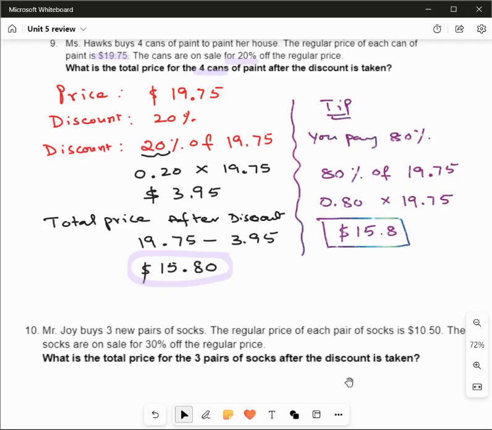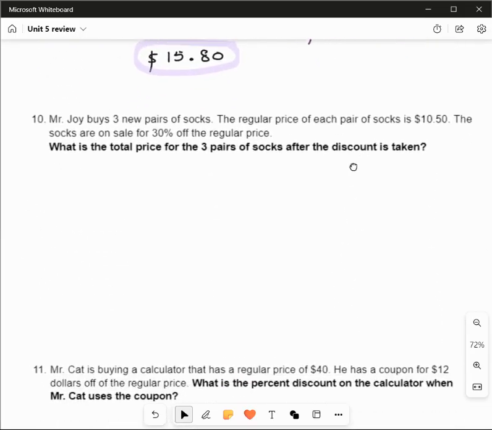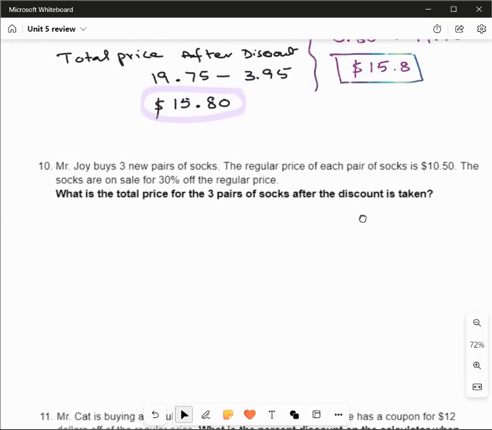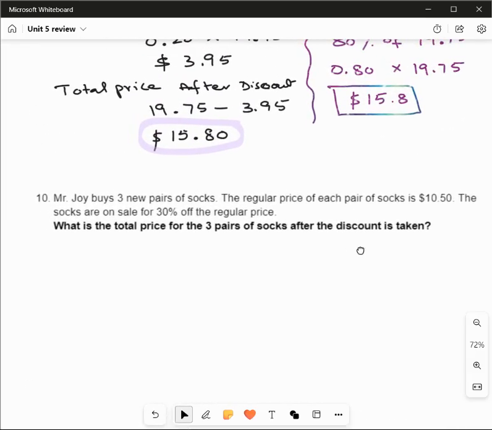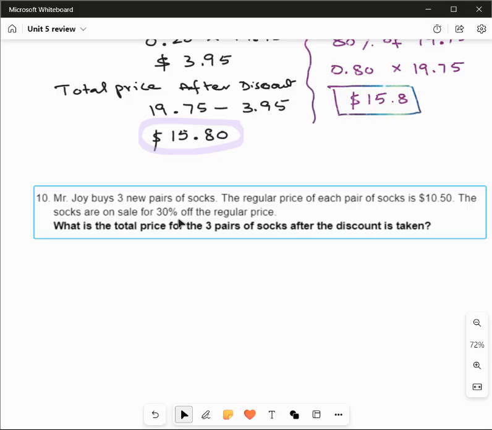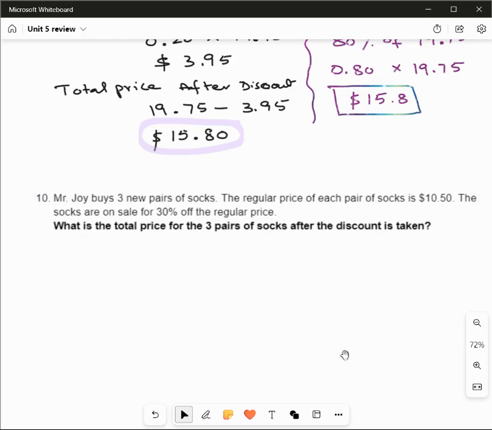Let's move on to the next question. Number 10, I'll do the number 10 for you guys, and then you work on the number 11. So number 10: Mr. Joy buys 3 new pairs of socks, and the regular price of each sock is $10.50. The socks are on sale for 30%, and we need to find the regular price.